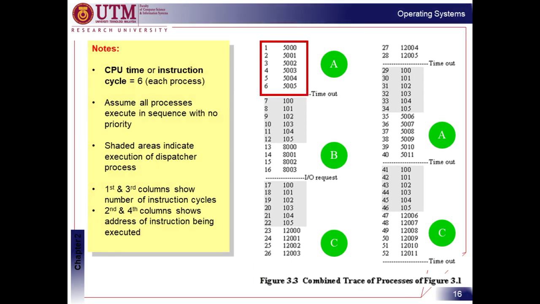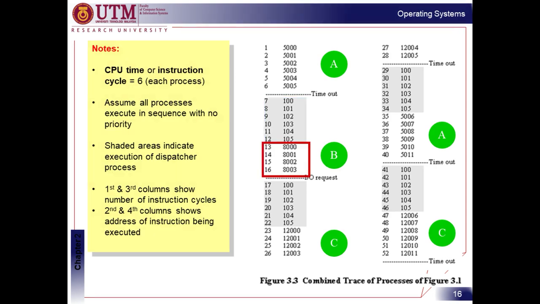The processor starts running process A at memory address 5000 and goes to 5005. Then it gets a timeout and gives up the CPU after 6 cycles. Next, the dispatcher takes over the CPU for 6 cycles, as shown in the first shaded area at memory addresses 100 to 105. The dispatcher is running to figure out the next process to deliver.